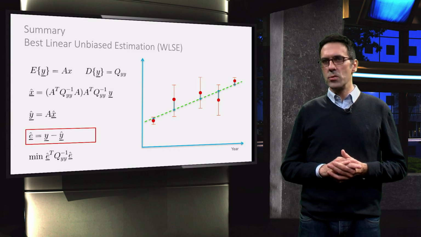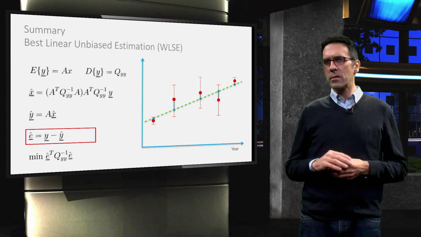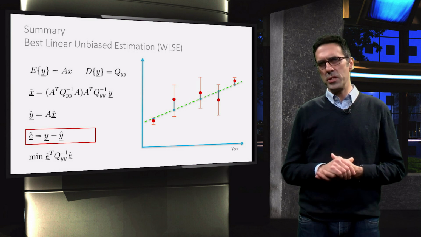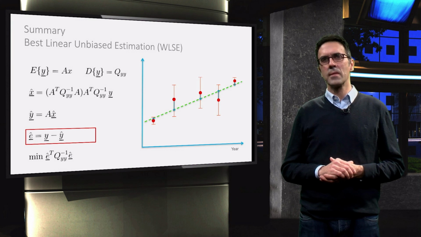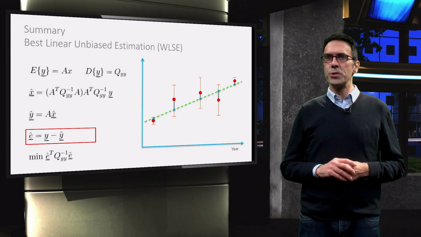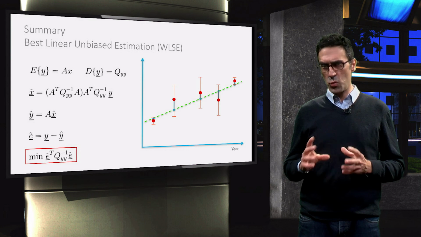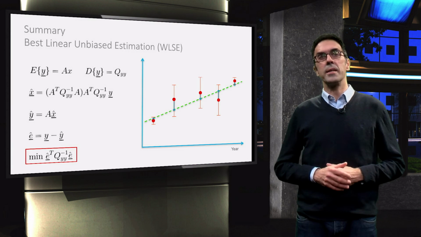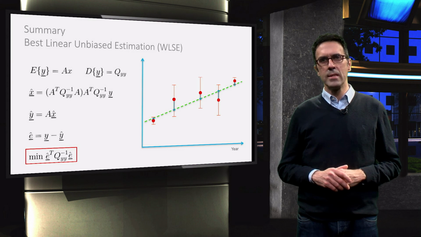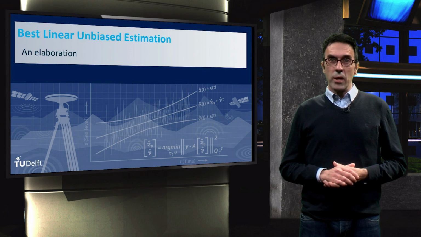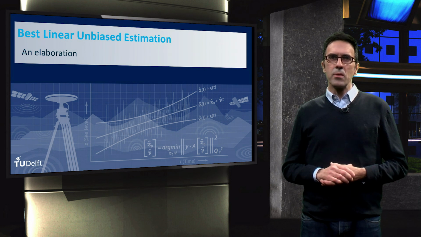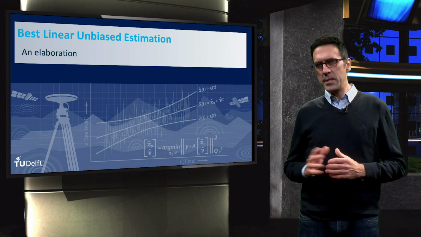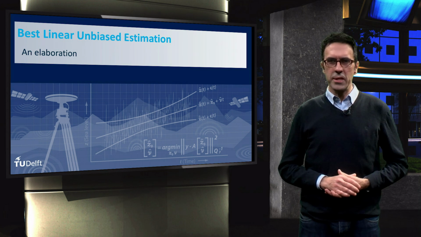The differences, or residuals, are indicated by the little vertical blue lines, and we call these the least squares estimates of the residuals, or e hat. Mathematically, we obtain the solution by minimizing the weighted sum of the squared residuals, which then yields the best linear unbiased estimate. In this video, we elaborated on the meaning of the 3 components of BLUE: the linearity, the unbiasedness, and the best properties of the estimator.